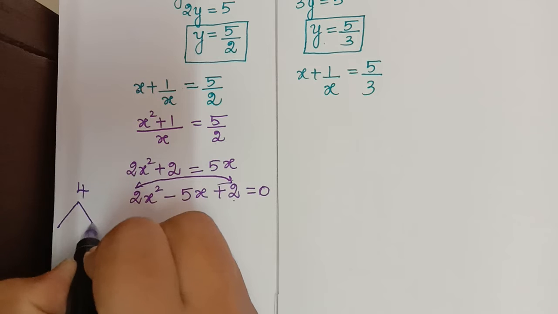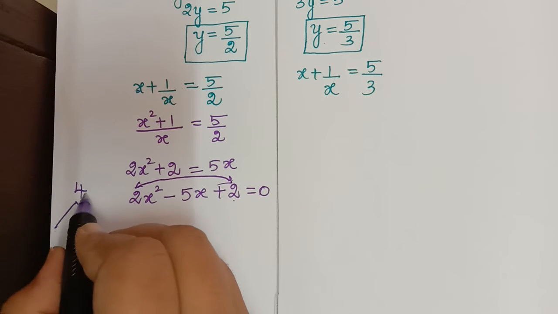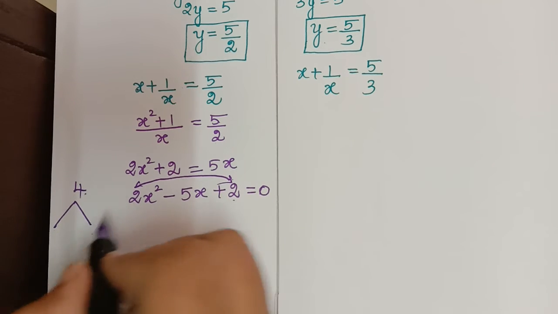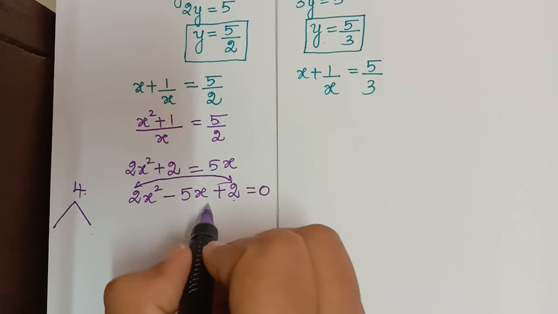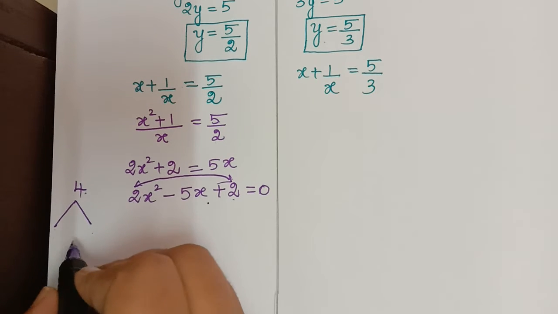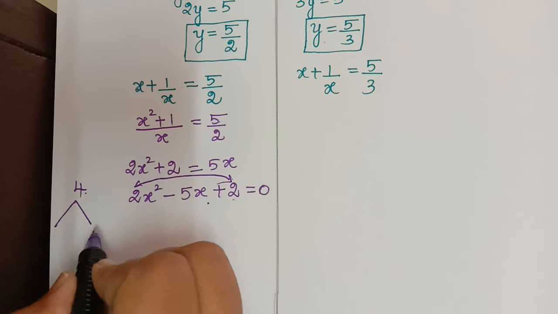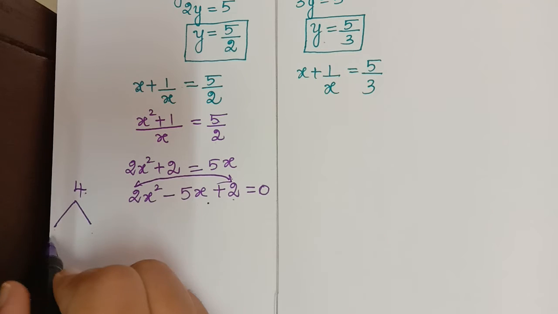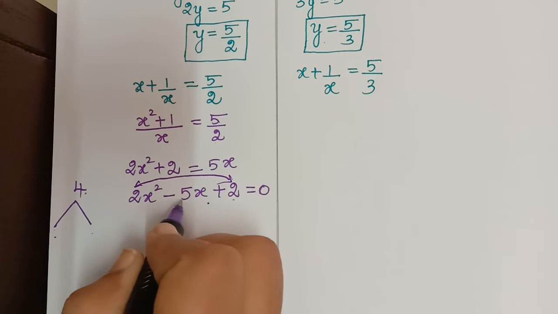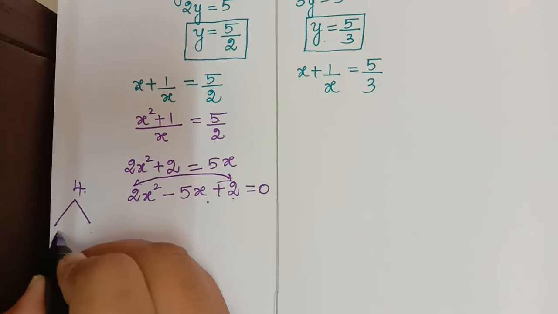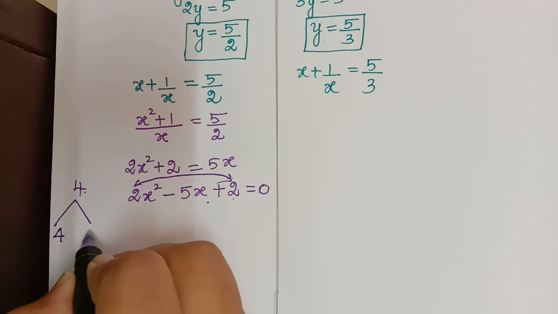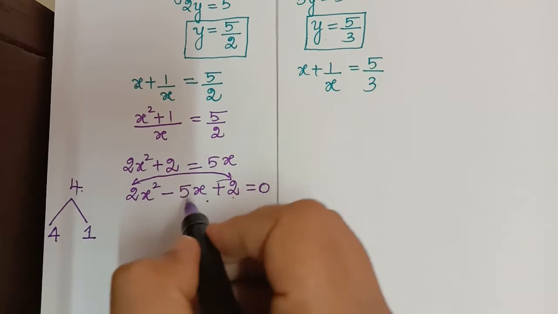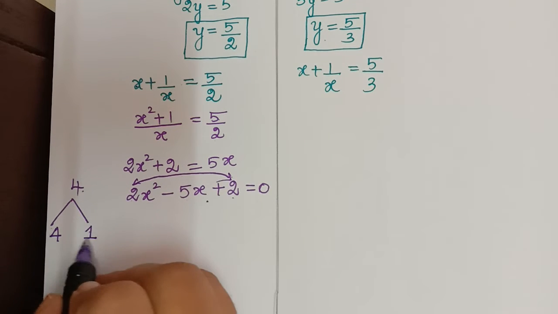Now the product of two numbers should give us this, and the addition or subtraction of those two numbers should give me 5. Now we know that 4 multiplied with 1 gives us 4, and 4 when added with 1 gives us 5. So we have to factorize this 4 as 4 multiplied with 1. And we need 5 here, so we need to add these two.